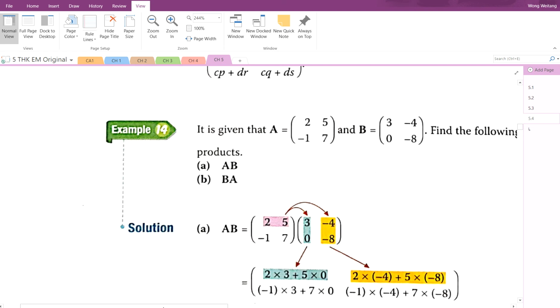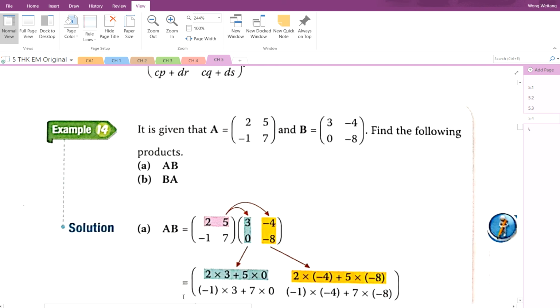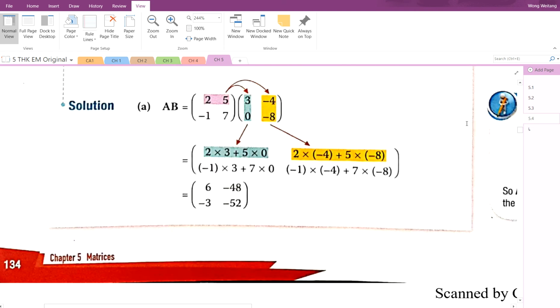Practice. Example 14. We start with a simple one. 2 by 2 and 2 by 2. Multiply them together, what do you get? You've got an example over here. This is the presentation. Okay? Add them all up properly. I prefer, instead of 2 times 3 plus 5 times 0, right? I would have written it this way.